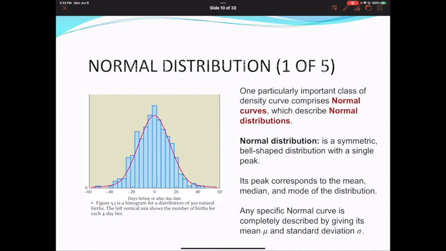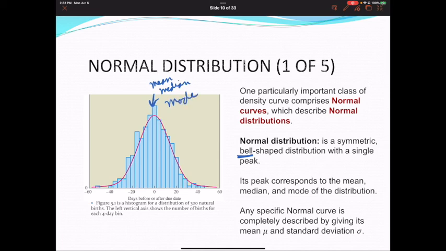So one very important type of density curve is the normal distribution, or the normal curve, right? The normal distribution is symmetric. It's a bell shape. Some people call it a bell curve. It has a single peak. And because it's symmetric, that single peak is our mean, is our median, is our mode, right?